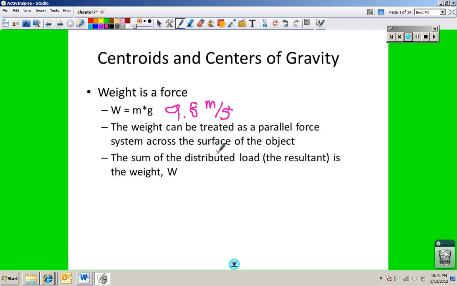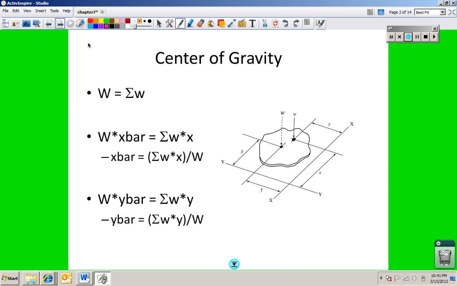Weight we treat as a parallel force system across the surface of an object, okay? So the distributed load is the resultant, and we call that the weight. Alright, so let's look at these equations that represent the center of gravity, okay? Weight is the sum of all the little weights at all the individual points, okay?